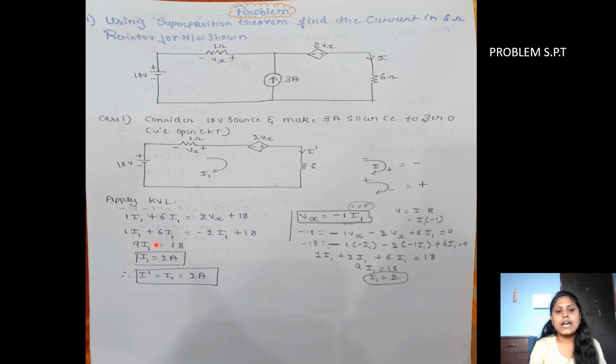After simplifying this equation, we get 1 I1 plus 6 I1 is equal to, in the place of Vx, we already know the value of Vx, that is minus 1 I1, so minus 2 I1 plus 18. After simplifying it, the response I dash will be 2 amps.